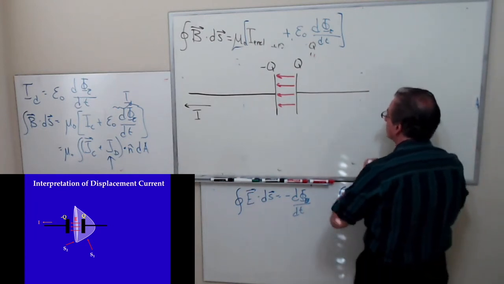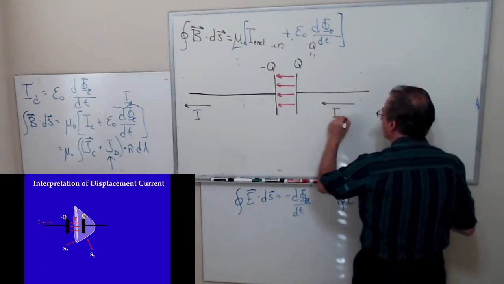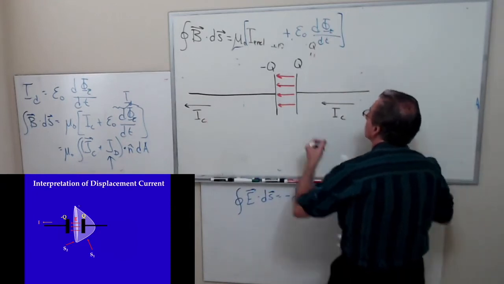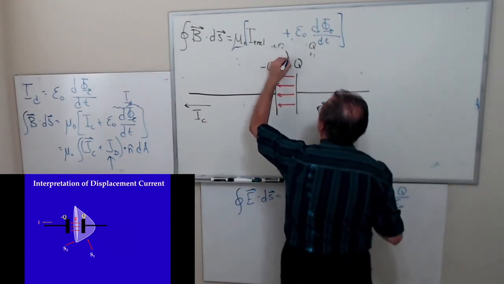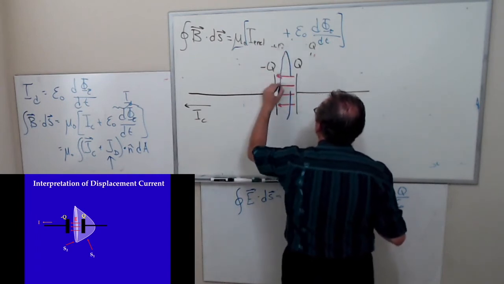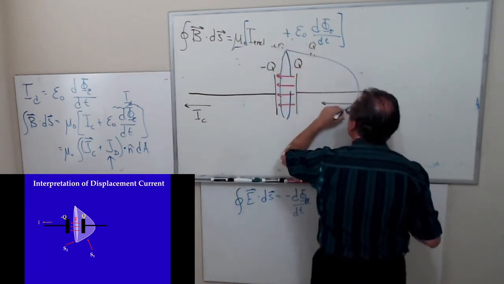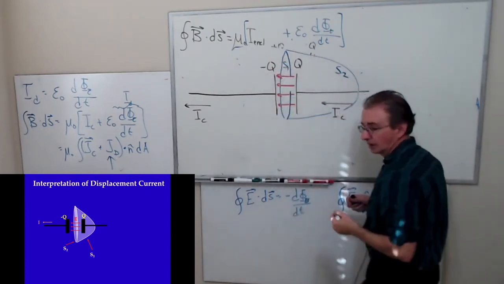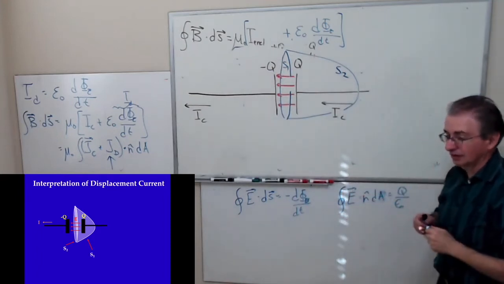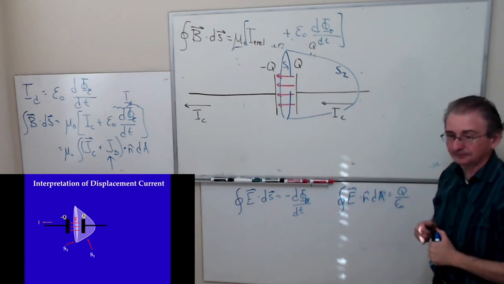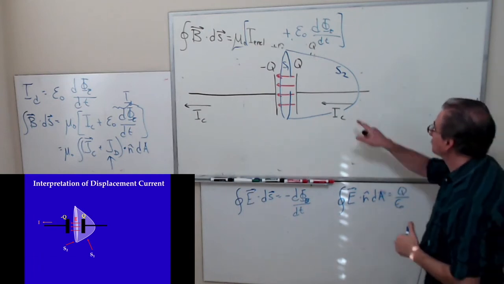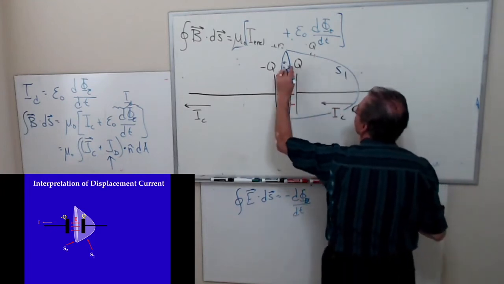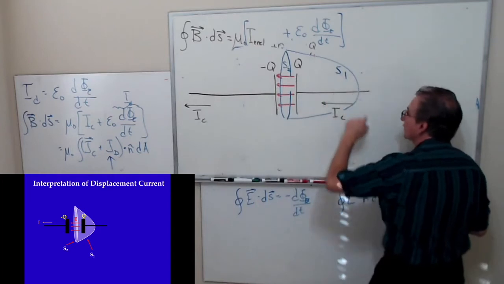Let's draw I here. And this is the conduction current. This is surface 2, this is surface 1. I want to apply Ampere's law. I guess I have these reversed. Let's apply Ampere's law using surface 1.